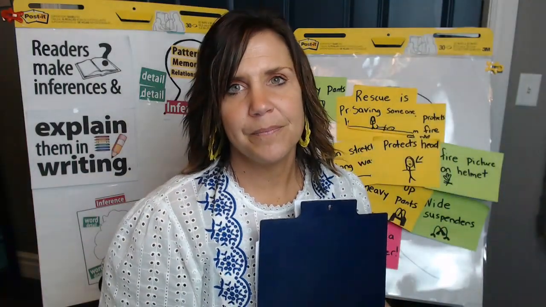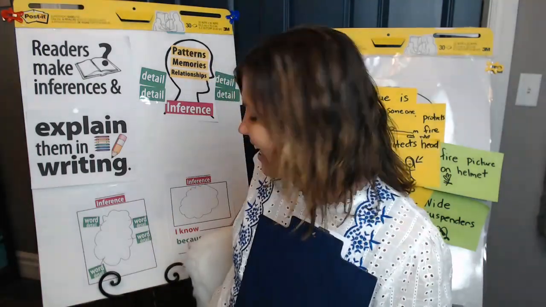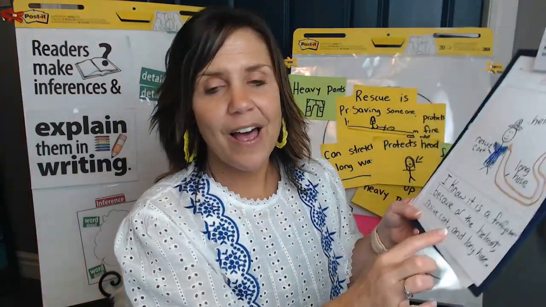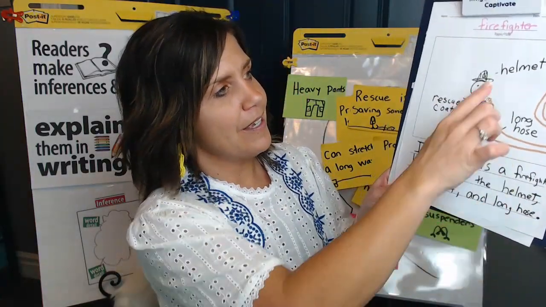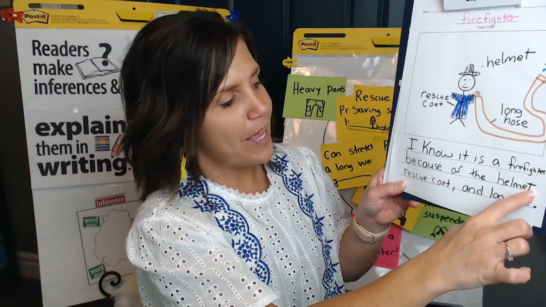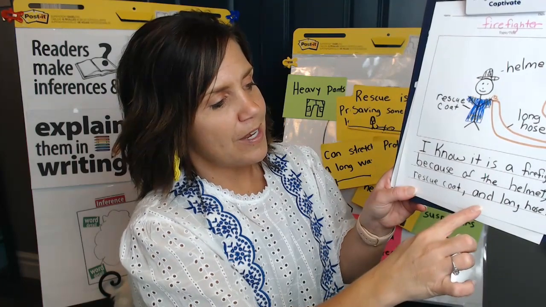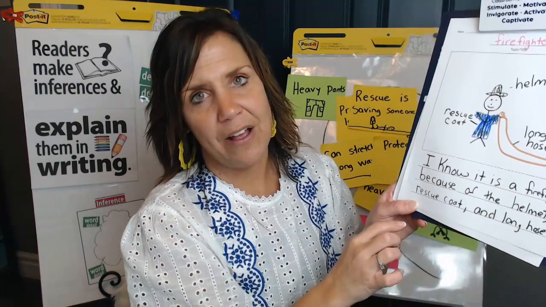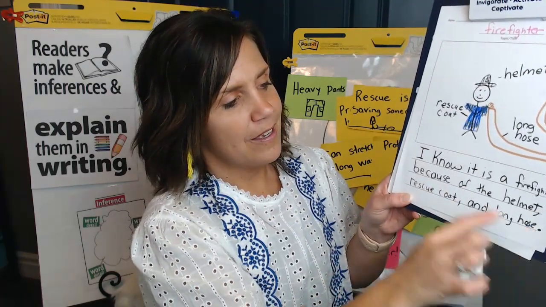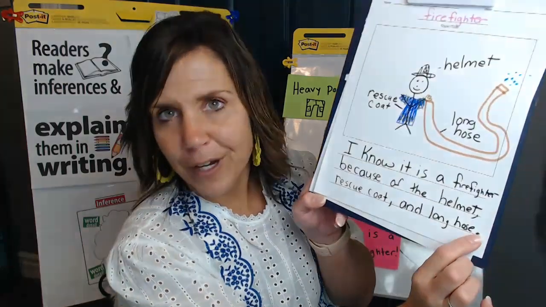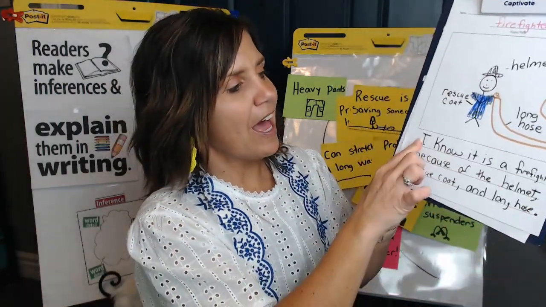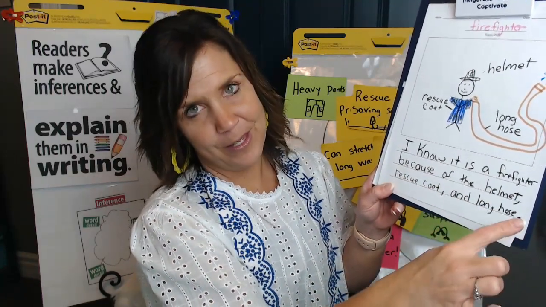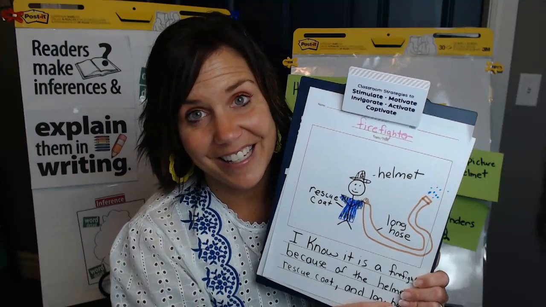What will come next? Did you say because? Now I got to give my reasons, right? Because of the helmet, and I can look back up at my labels, helmet, rescue coat, and long hose. So I can put those 3 details that I chose at the end of the sentence. And then don't forget your period, right? You want to stop that sentence. I know it is a firefighter because of the helmet, rescue coat, and long hose, period. That's a long sentence, isn't it?